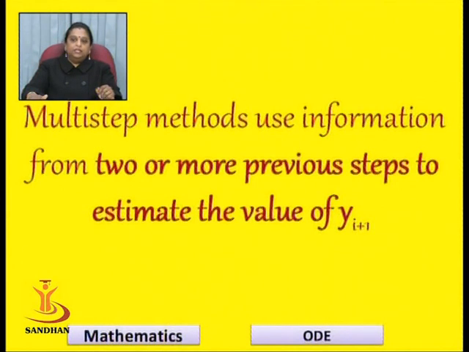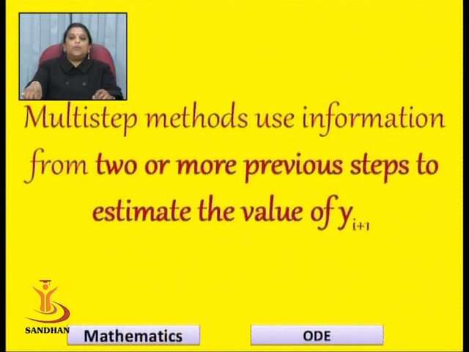For example, if we have to use 4 preceding values to find out the value of the subsequent yi plus 1, in that case, we need to have the value of yi minus 1, yi minus 2 and yi minus 3. We need 4 preceding values. But what are we given? We are only given the initial value. That is, yi minus 3 is known to us because it is an initial value problem.